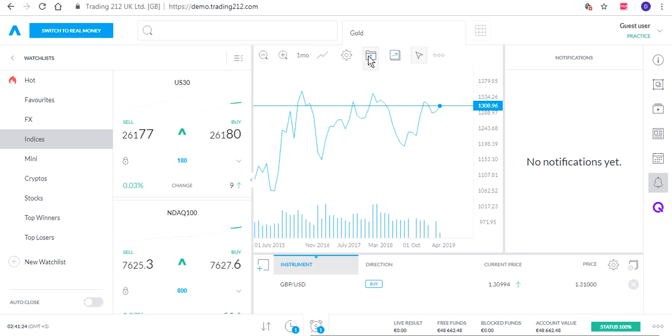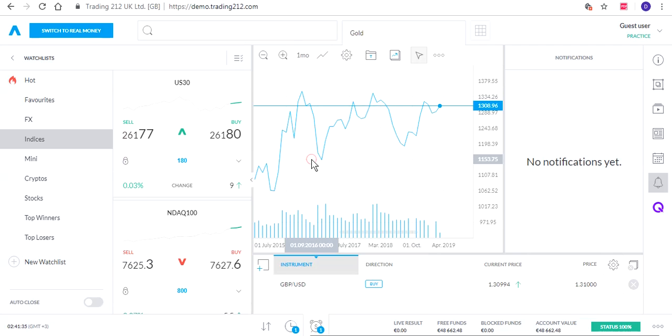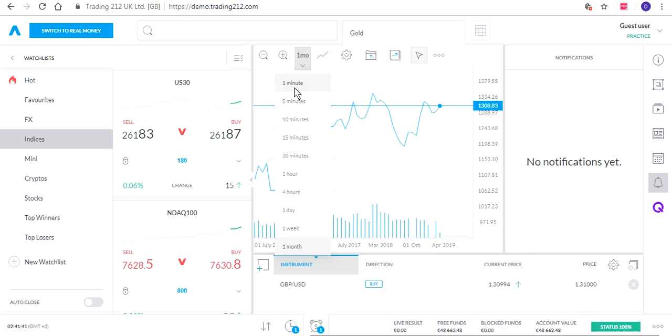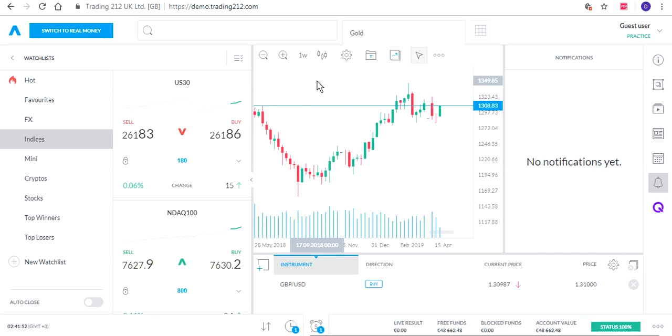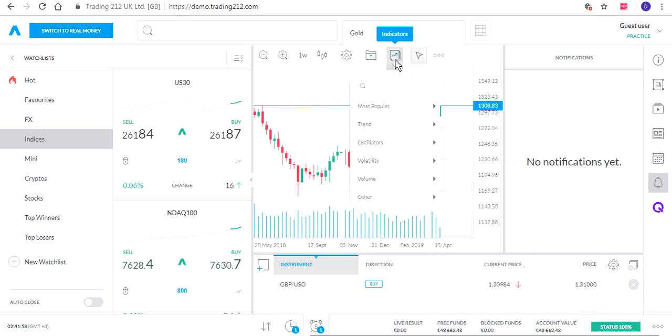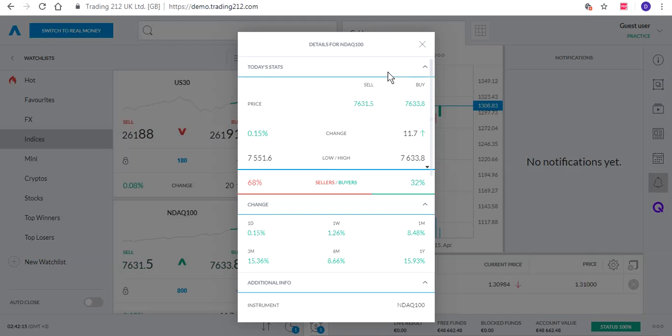Here we can see the type of our chart. We can choose, for example, the candlestick chart, Heiken chart, or line chart. Here you can ask the platform to present your chart within a minute or 5 minutes or during the last week. For example, I'm going to go back to the candle chart, and here you can place your indicator, and here you can check the details of your instrument.